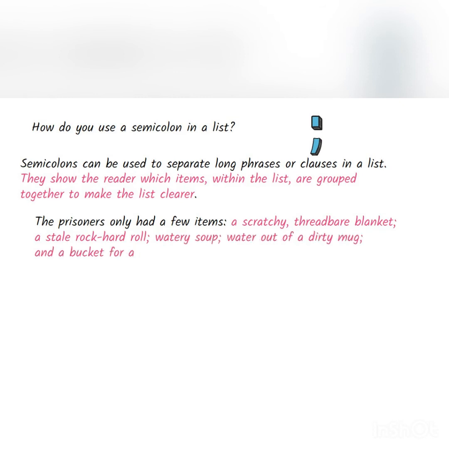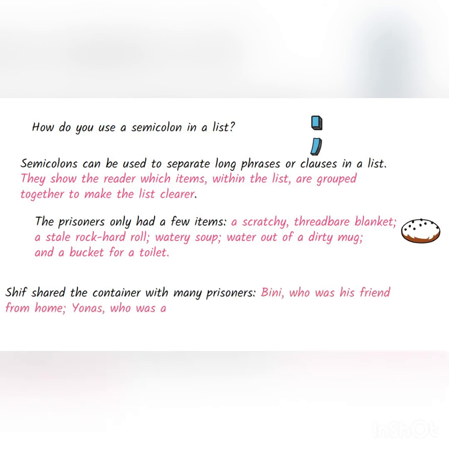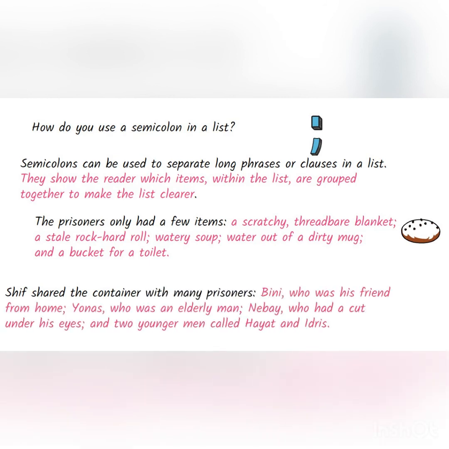The prisoners only had a few items: a scratchy threadbare blanket; a stout rock-hard roll; watery soup; water out of a dirty mug; and a bucket for a toilet. Each semicolon clearly separates the items in the list. For example, it separates the blanket and its description from the roll and its description.